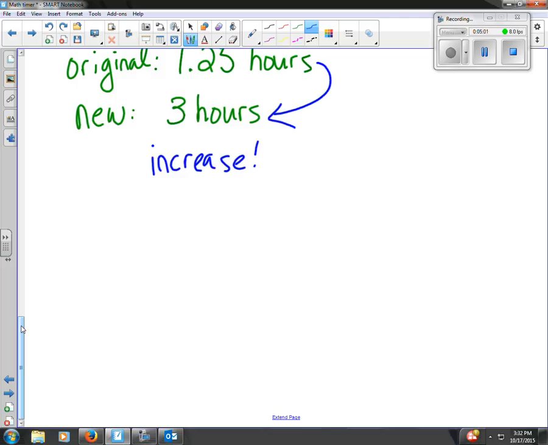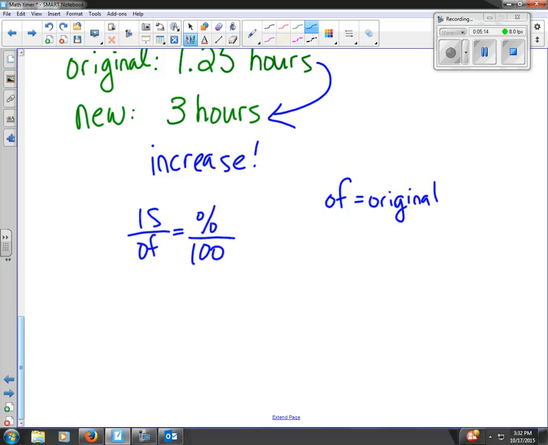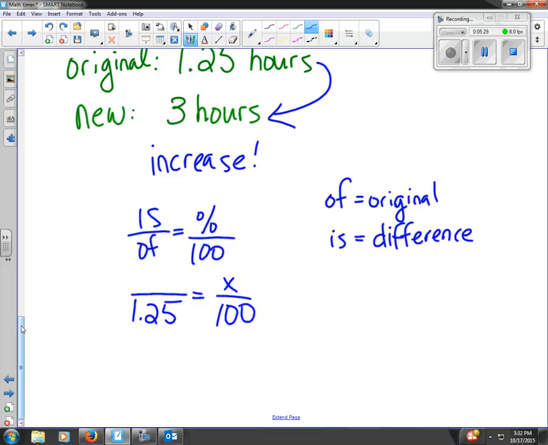Okay, so let's see how much of an increase. We need to write is over of every time equals percent over 100. Okay, again, of is the original amount. And then is will be your difference between the two. Okay, difference means subtract. So of is 1.25 equals percent over 100.